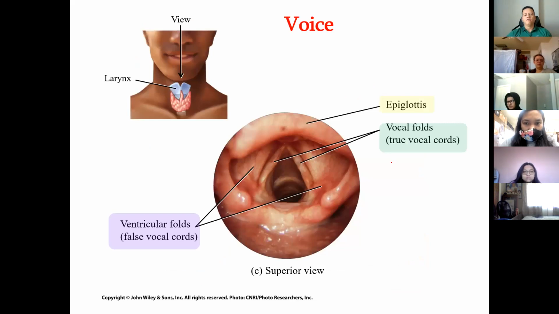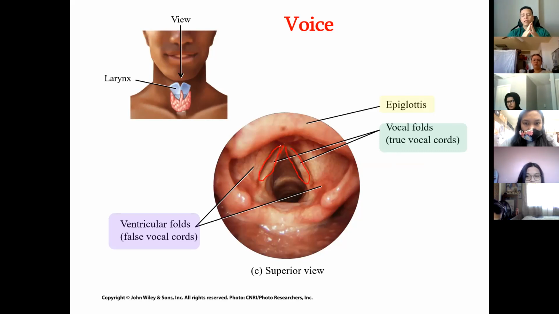So let's look now at the vocal folds. The vocal folds are this piece of tissue right here on the edge. And we have two of them, right and left. And we're going to watch this little video that we watched in the lecture.